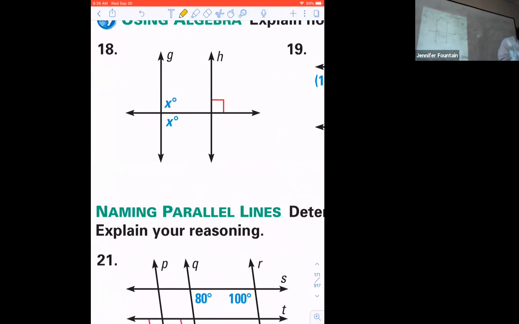So again, theorem 3.12. So G is perpendicular to the transversal. I'm sorry? Is G perpendicular to the transversal? Yes, okay, yes.